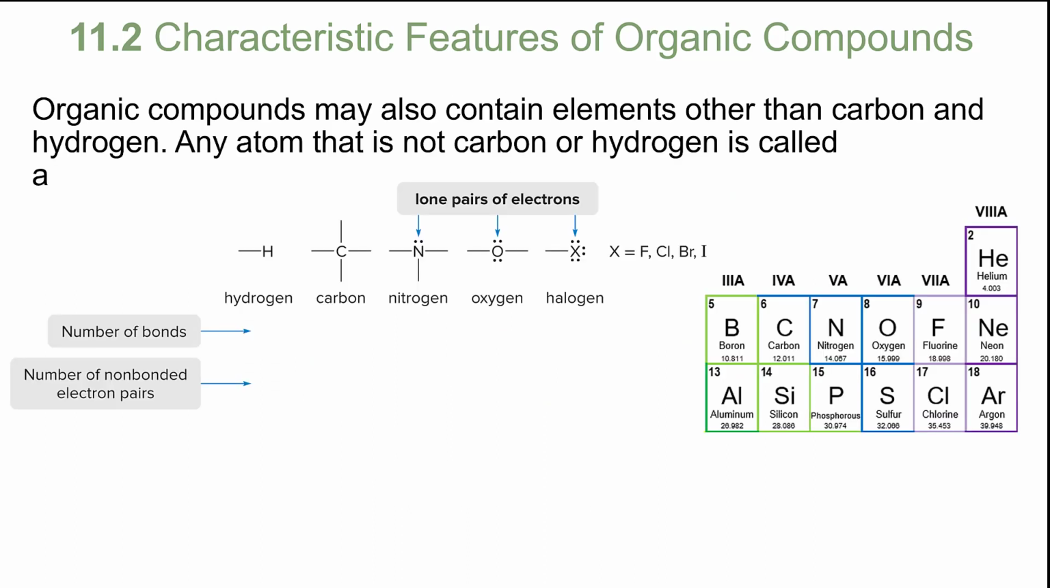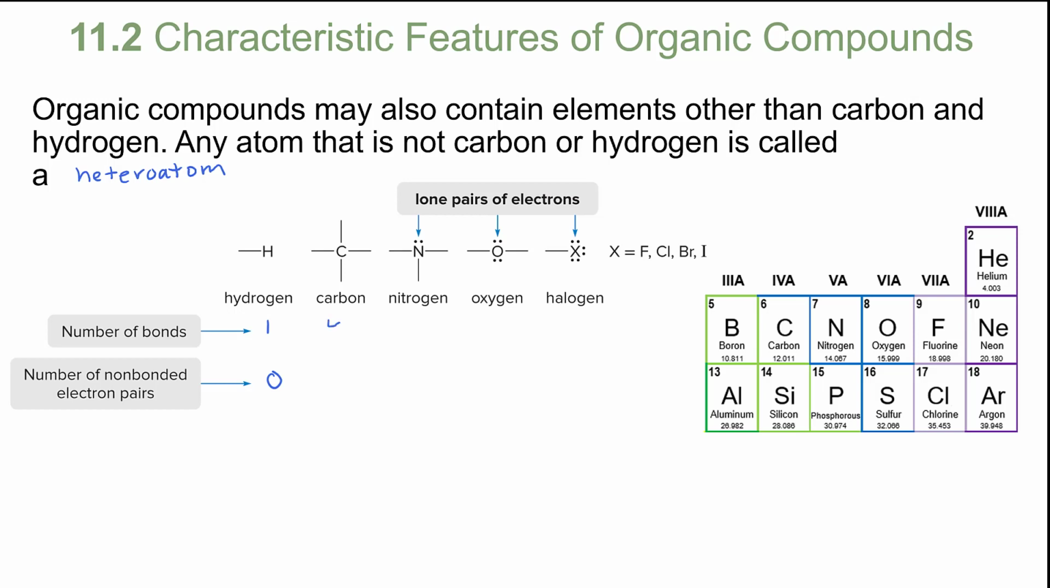Organic compounds can also have other elements besides carbon and hydrogen. Any atom that is not a carbon or hydrogen is called a heteroatom. So we've seen hydrogen and carbon. The other heteroatoms that we're going to see a lot of include nitrogen, which has 1 electron pair, an oxygen, which has 2 electron lone pairs, and then the halogens. So these we'll see come up often. So hydrogen normally likes to make 1 bond. It has 0 unpaired electrons.